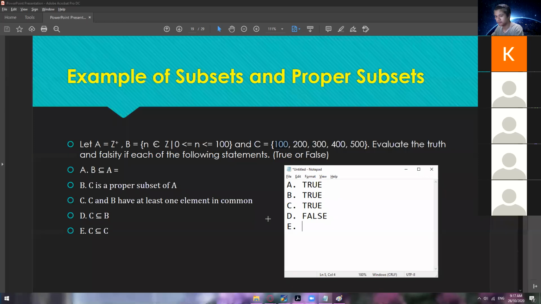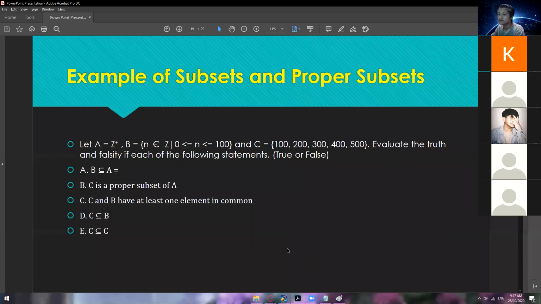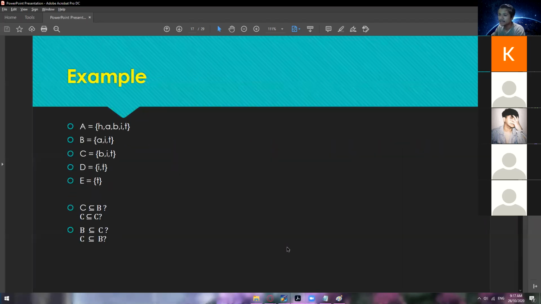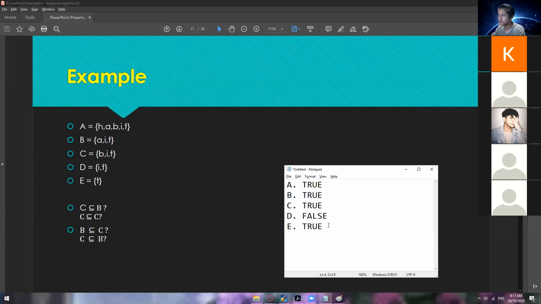So this one is not a subset of set B. How about letter E? C is a subset of itself. So any set is a subset of itself. Hindi lang proper subset.